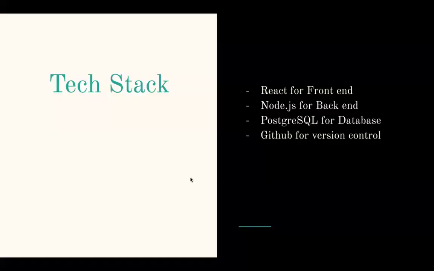And at the end, to complete all the requirements for the restaurant reservation system, we'll be using React for front end, Node.js for backend, PostgreSQL for database, and GitHub for version control to make sure all the code aligns perfectly at the end.